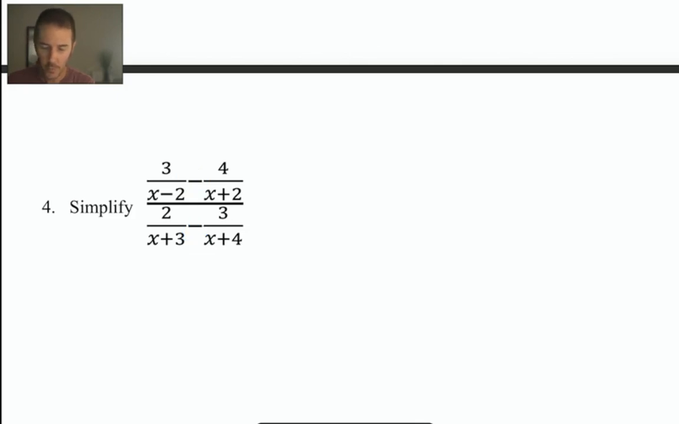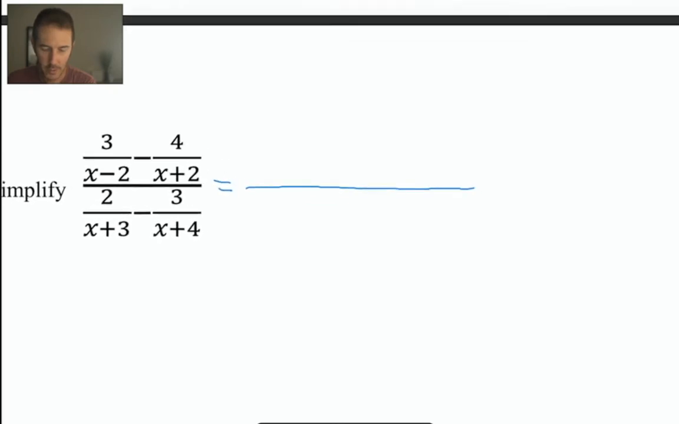Let's start this process. I'm not going to take this problem all the way through because I don't think you need me to, honestly, but it might be nice to have just a little bit of help getting started. In the numerator, the common denominator is going to be x minus 2 times x plus 2. So I'm going to take my first fraction and multiply it by x plus 2 over x plus 2.